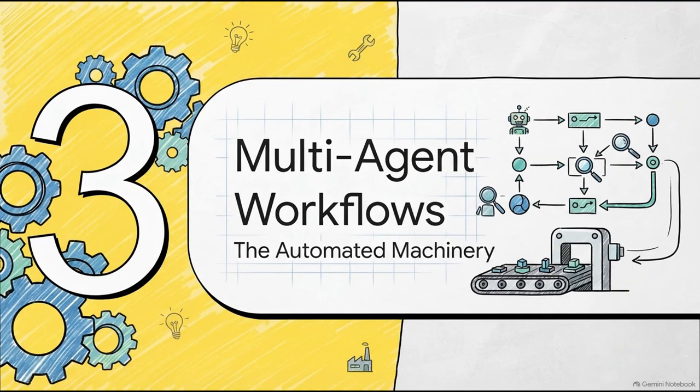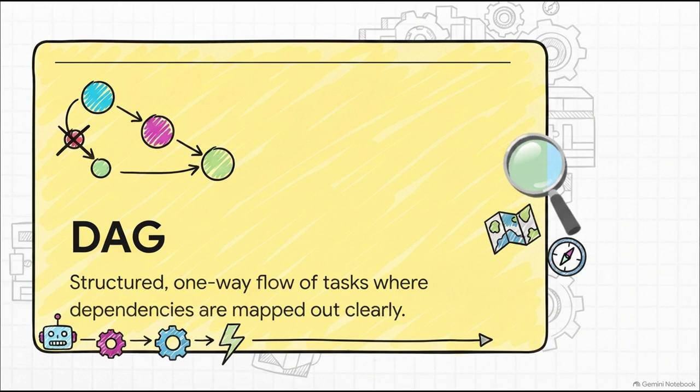Okay, section 3, orchestrating multi-agent workflows, the automated machinery. If prompts are our blueprints, then this right here is the machinery that actually powers the factory. Let's look at the AI workflow builder. To really understand this engine, we need to define a fairly crucial technical term, DAG. That stands for Directed Acyclic Graph.